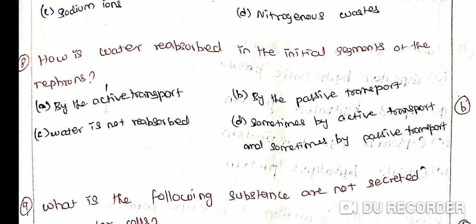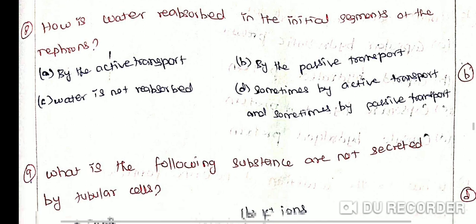How is water reabsorbed in the initial segment of the nephrons? Option A, by active transport. Option B, by passive transport. Option C, water is not reabsorbed. Option D, sometimes by active transport and sometimes by passive transport. The correct answer is option B, by passive transport. Explanation: reabsorption of water occurs passively in the initial segment of the nephron. During urine formation, the tubular cells secrete some substances into the filtrate to enhance the reabsorption process. Next question.